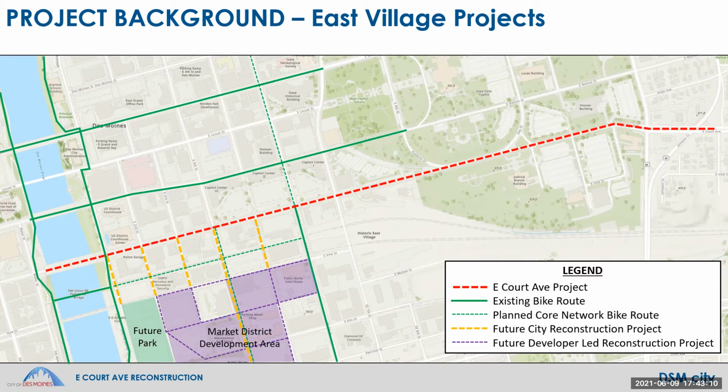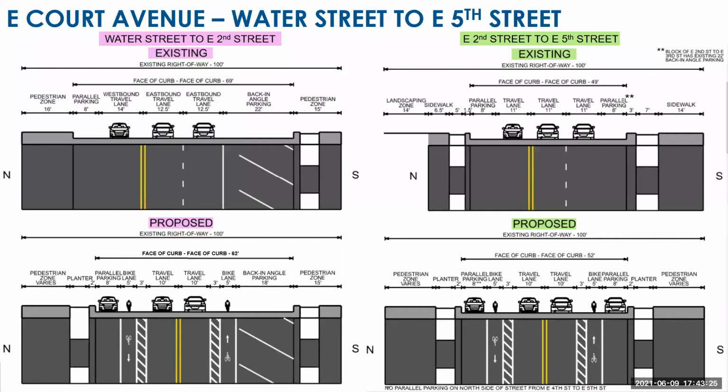And I'll talk a little bit at the end about how we're coordinating all these, but I just wanted to give everyone some context for what's happening and how East Court fits into this project. So with that, I'm going to talk about what we're proposing on this project. And we've broken it into 3 different chunks. And so I'll just talk about the corridor as a whole.